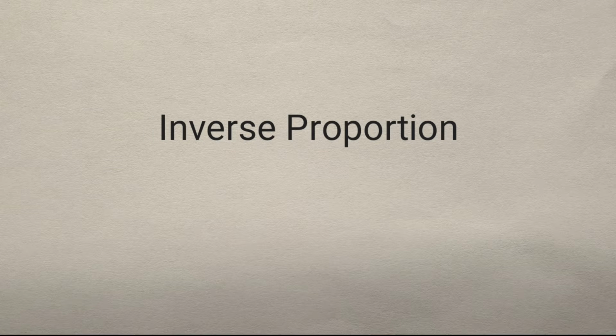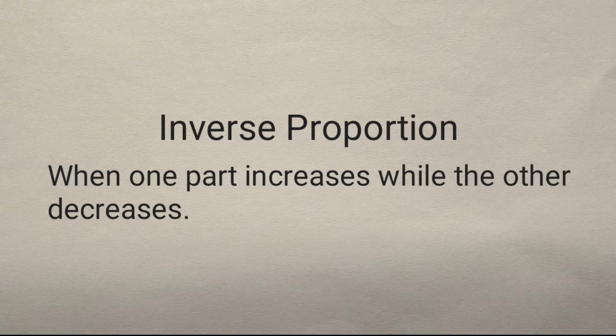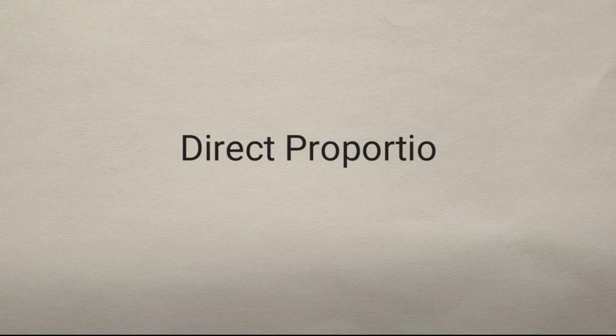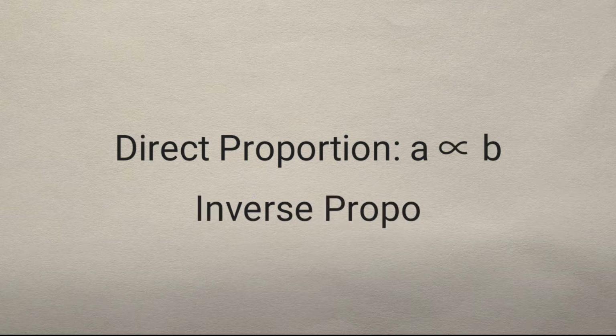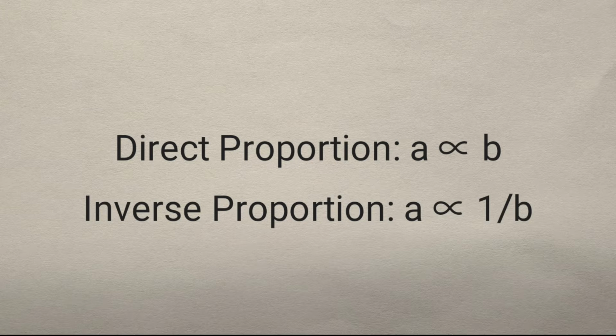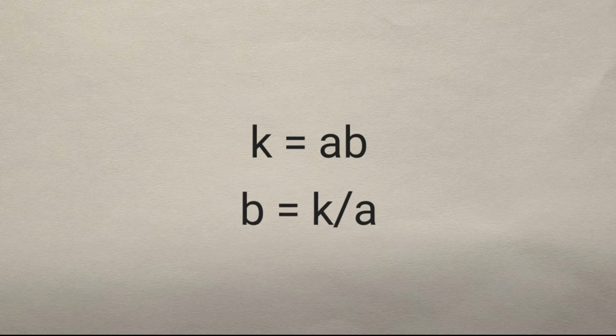This will really help in inverse proportion, where one part of an object increases when the other decreases. Because one object increases while the other decreases, we would say that A is directly proportional to the reciprocal of B, which is 1 over B. Finding the constant will be different in inverse proportion, as the constant will be equal to A multiplied by B. Therefore, if you want to find B, you will divide the constant by A.